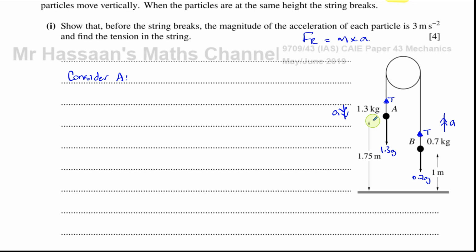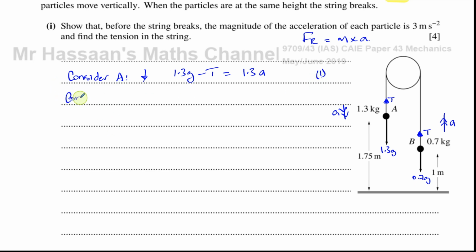If we consider the particle A, it's moving down, so we're going to take down as positive. The resultant force on this is going to be 1.3 g minus T, as going down, we're taking down as positive. So it's 1.3 g minus T, and that's equal to the mass, which is 1.3, times acceleration, which we have to show is 3 in the end. So that's one equation we formed from the situation by considering A.